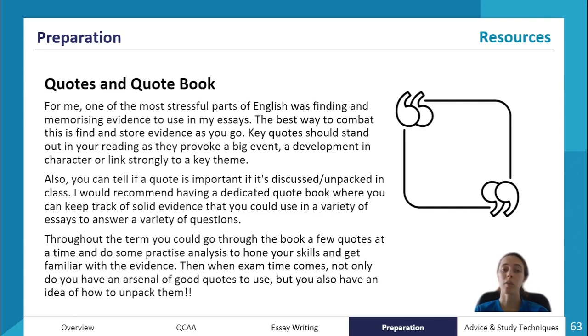So you can be setting up a table in a Word document or a Google Doc, or you could have a physical book where you write your quotes. And of course, the benefit of having the digital copy is that you can copy and paste, and you can also have that search function in those documents as well. If you do go for the physical book option, make sure you've got some kind of system to organize it well.